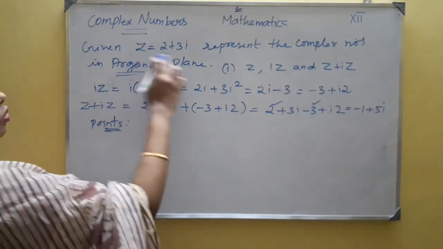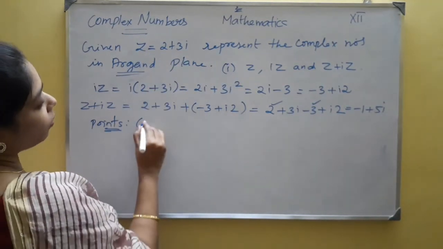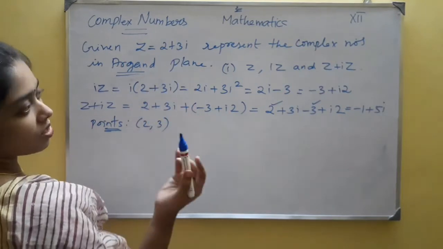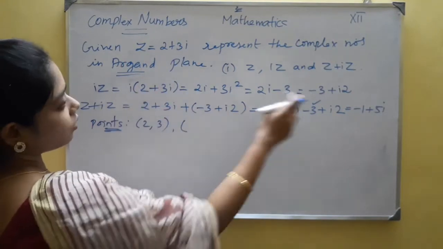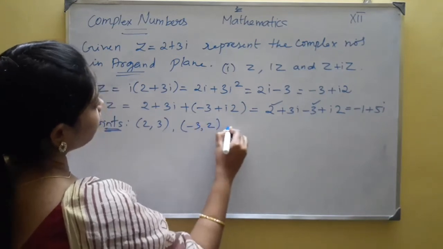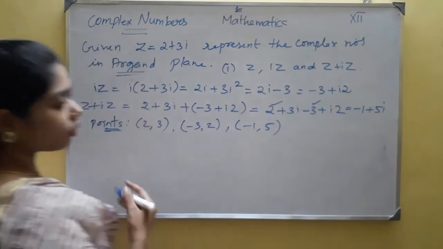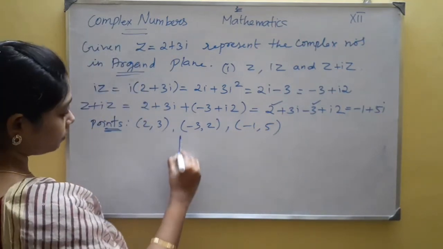Points. So for z, this is actually 2, 3. That's all. This is your real portion and this is your imaginary part portion. Now for iz, what is your point? Minus 3, 2. For z plus iz, you have minus 1, 5. That's all. Now you want to plot it on paper.